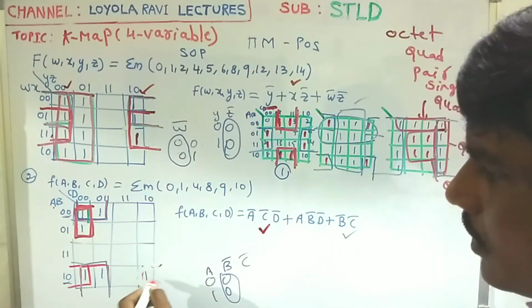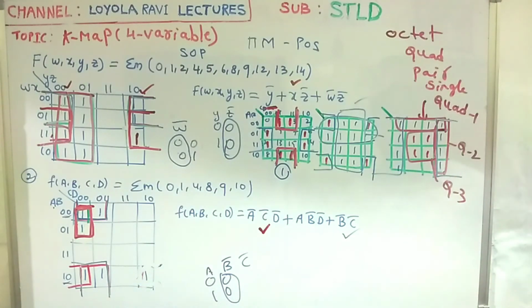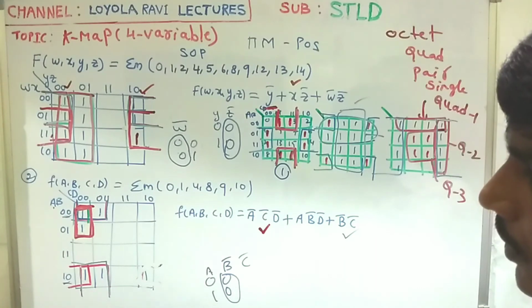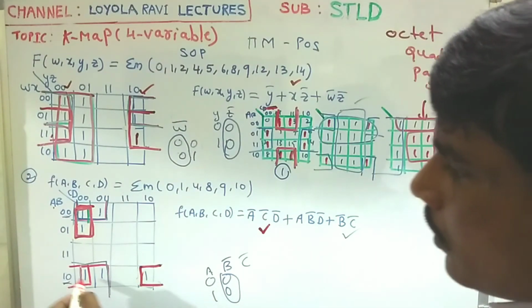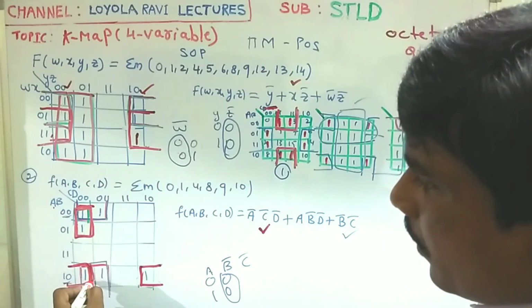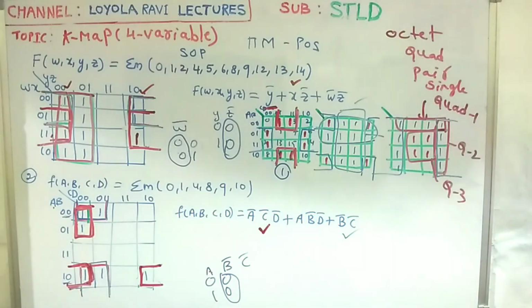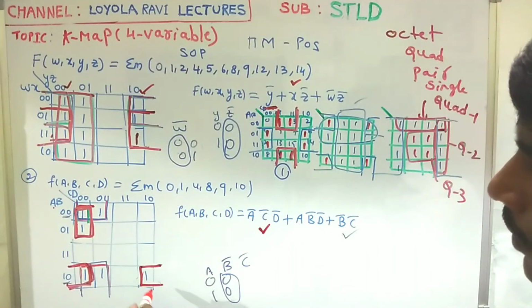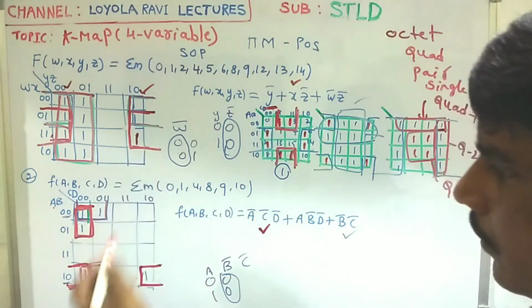By covering this, is there any possibility for a quad? No possibility. Then go for pair. Adjacent ones are not there. Then there is a possibility for corner ones. Corner ones also forming pair. Just like corner pairs also forming quad. Corner ones also forming pair. So horizontally and vertically we have to take.